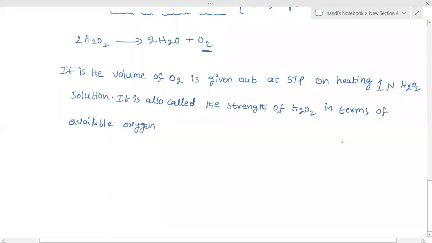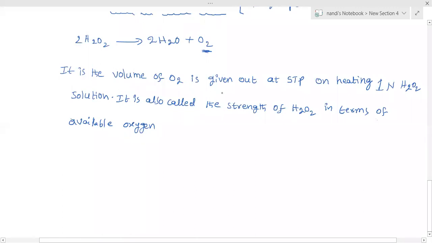Clear? So that is what I'm going to measure. If I take the concentration of H2O2 as 1 normality, how much oxygen is going to be liberated? That I need to calculate. That is what we call the strength of H2O2. We can see step by step how to solve this. It is the volume of O2 given out at STP on heating 1 N H2O2 solution. That we call the strength of H2O2, or available oxygen. Anything we can call it.